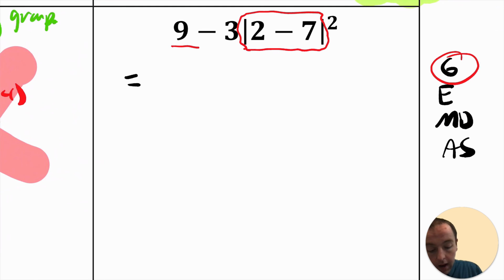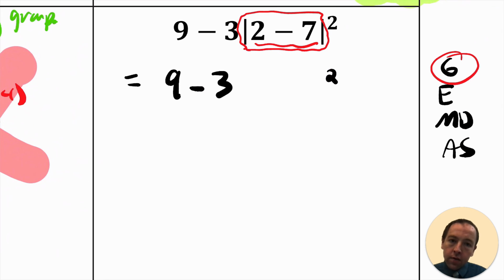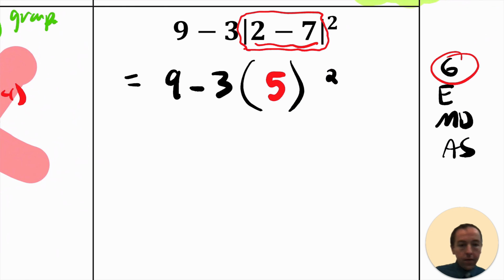So we can't do any subtracting yet, we can't do any multiplying, we can't do any exponents yet. All that stuff is going to stay the same, so I'll keep that in black. And then we'll just worry about the absolute value of 2 minus 7. So 2 minus 7 is -5, but then we've got an absolute value of that, so that's going to turn into +5. Now that's the only thing that's changed. I'll put parentheses there.